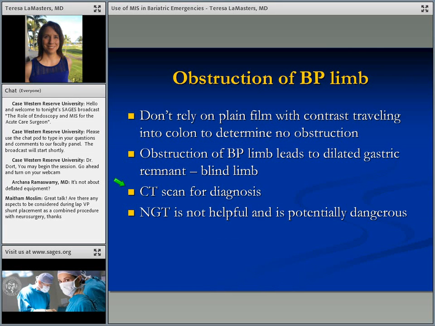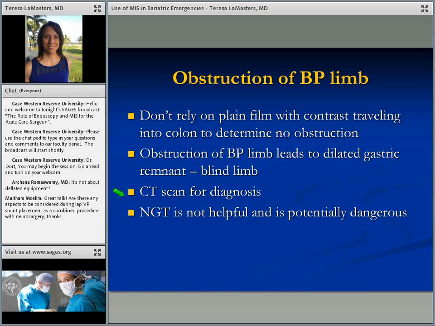I've also been called by providers and said, well, the patient doesn't have an obstruction because they have contrast in their colon. Don't rely on the fact that there's contrast in the colon to determine there's not obstruction. Remember that biliopancreatic limb, that can cause a torsion there and end up with a blind limb. And essentially you get a dilated gastric remnant that can literally blow out. These patients are in a lot of pain. They are very, very uncomfortable.